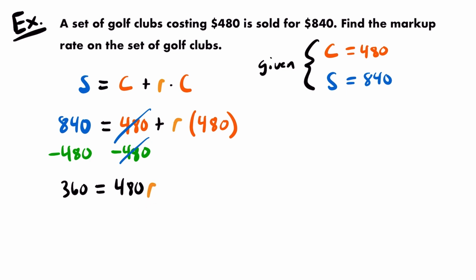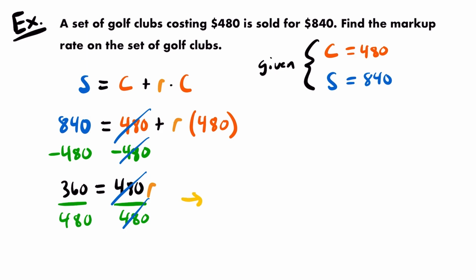Now, to isolate r, or to solve for it, we need to divide both sides by that coefficient of 480. So let's do that. We'll divide both sides by 480. And so 480 divided by itself is just 1, leaving you with r. And r will be equal to 360 divided by 480. And both of those can be divided by 10. You can get rid of those zeros.